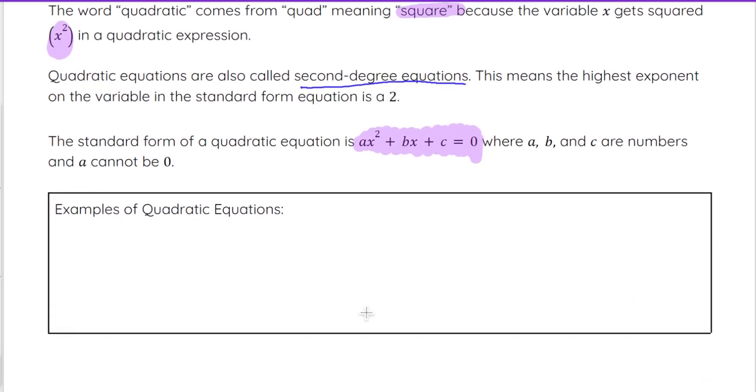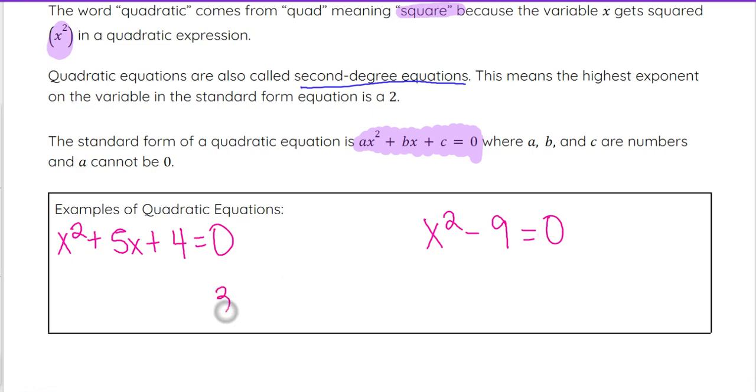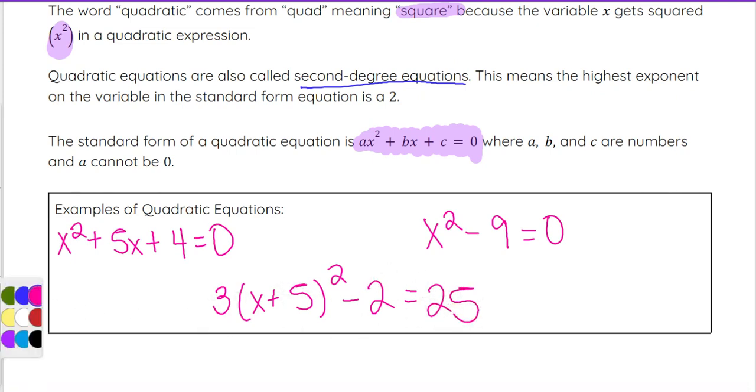So let's talk about some examples of quadratic equations. I'm going to write a couple here. x squared plus 5x plus 4 equals 0 is one example. We may have something like x squared minus 9 equals 0. We could even have something that's not in standard form, so maybe 3 times (x plus 5) squared minus 2 equals 25. If I were to simplify this to make it into standard form, it would still be quadratic because we have that squared there. That's the highest exponent, and it would be on an x when we go to put it in standard form.